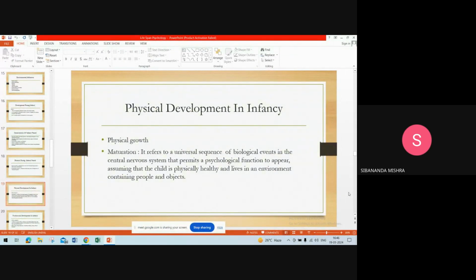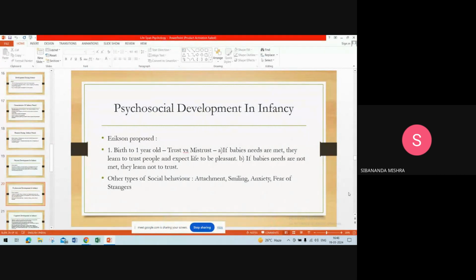Next is psychosocial development in infancy.